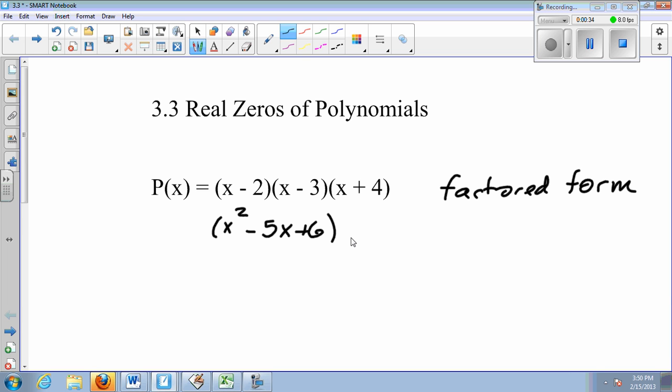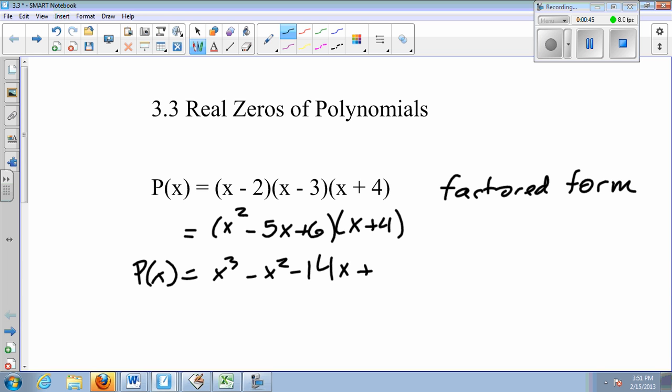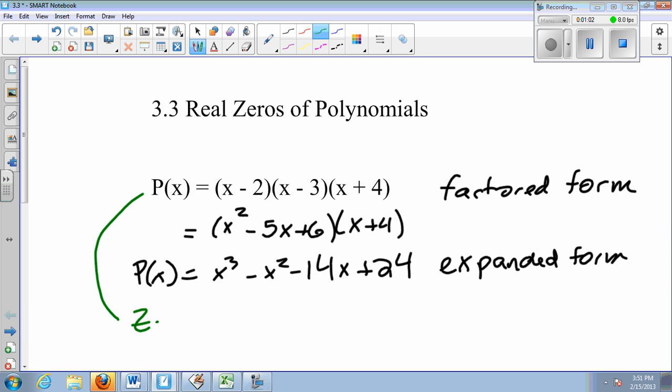x squared minus 5x plus 6 times x plus 4, and that becomes x cubed minus x squared minus 14x plus 24. This form is called the expanded form. But when we can see the factored form, we can get our zeros. And those are 2, 3, and negative 4.